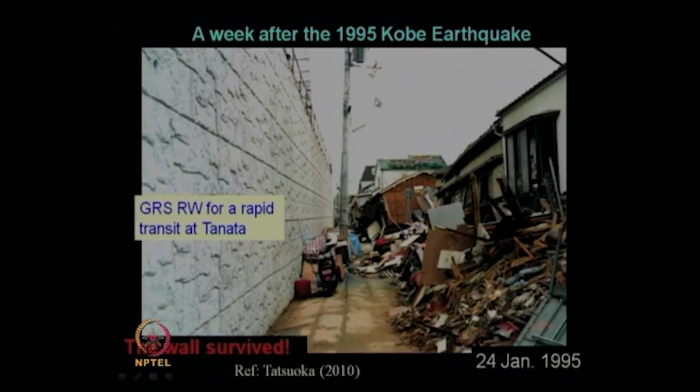So, the wall survived even that high magnitude of Kobe earthquake motion. It is used for the rapid transit, that is the rail system in Japan in the Kobe region. That shows directly that the geosynthetic reinforced soil wall performs even better than the conventional gravity type retaining wall under earthquake condition. So, we need to know how to design this reinforced retaining wall.